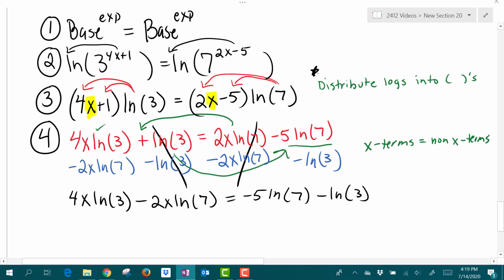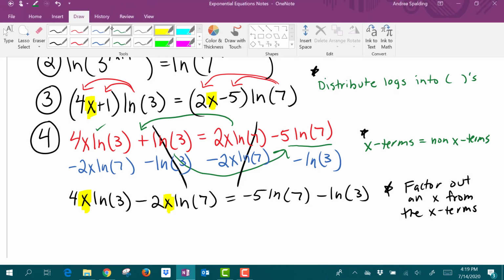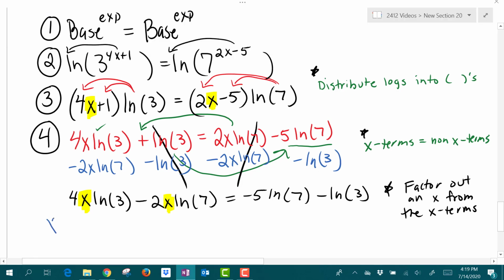Alright, so we distributed the natural log into the parentheses. We have sorted the x terms on one side and the non-x terms on the other side. The next step is kind of the tricky step, and that is that we're going to factor out an x from the x terms. Okay, so we want one x by itself on one side. Right now we have all the x's on one side, but we have two x's. So we're going to take the x out of both of those terms.